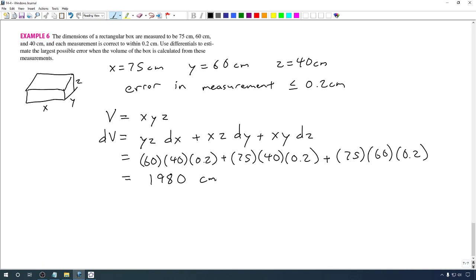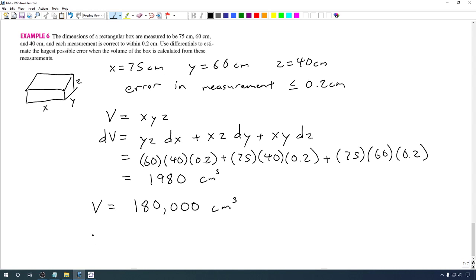1,980 cubic centimeters, which might seem like a lot, but it's actually not as big as it might seem. If we use these values to put in for V, so basically 75 times 60 times 40, we actually get a quite big number of 180,000 cubic centimeters. So what we're really getting is a rather small value compared to what the measurement value would be.